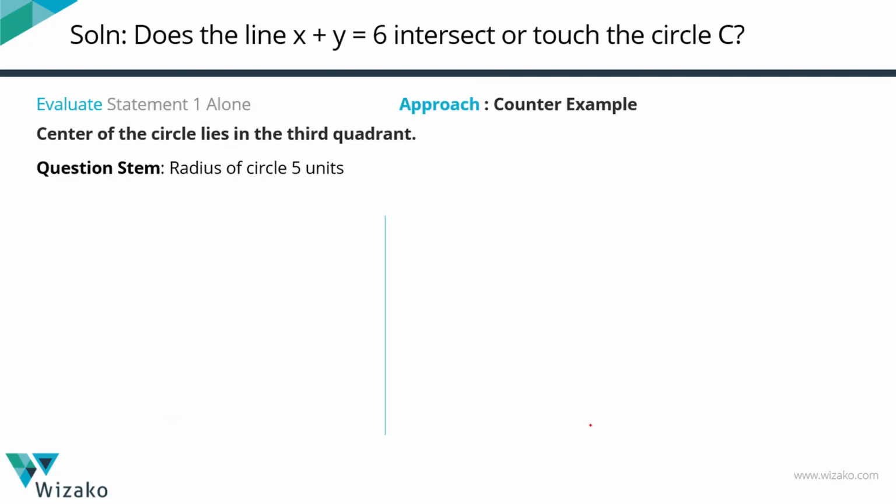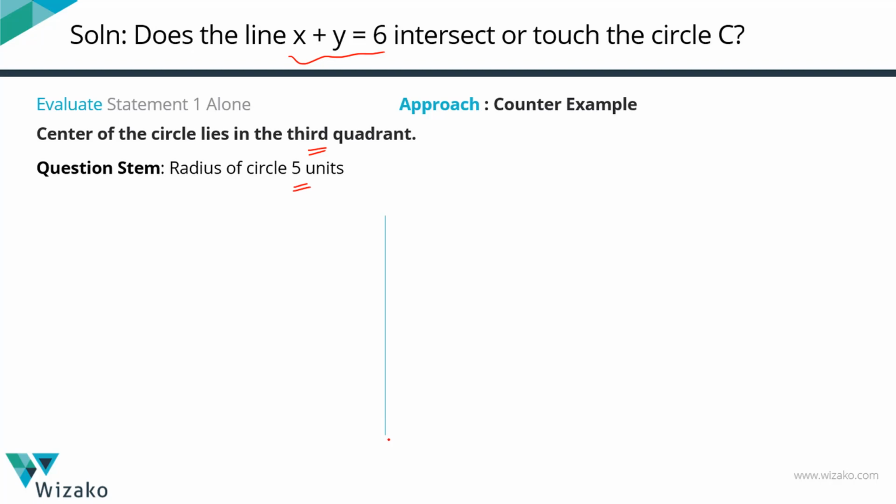Statement 1 tells us that the center of the circle lies in the third quadrant. The third quadrant is a quadrant where both the x and y coordinates are going to be negative for any point in that quadrant. In the question stem, the only information we have about the circle is that its radius is 5. The equation of the line is x plus y is equal to 6. What's the approach I'm going to take to look at this particular statement? I'm going to look for a counterexample.